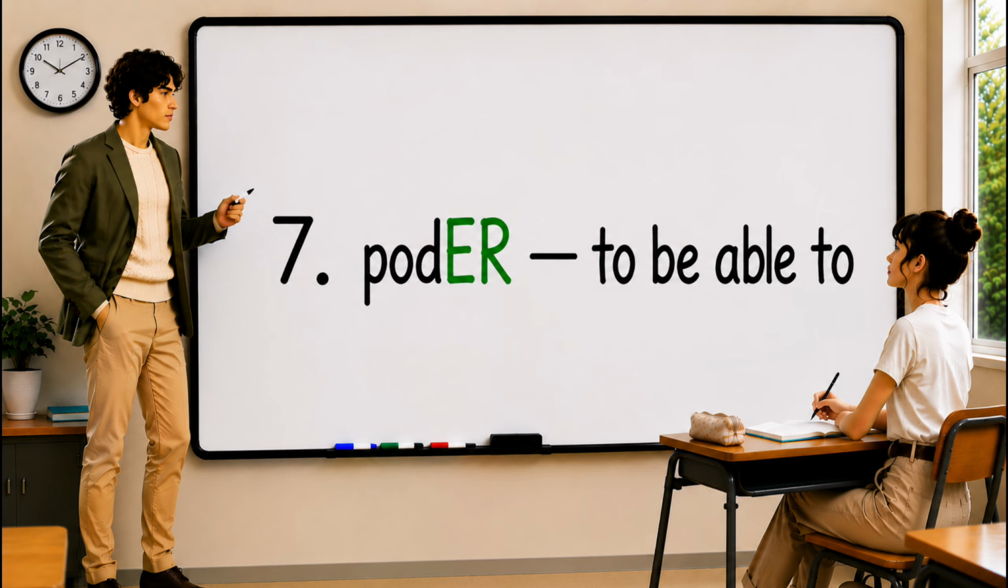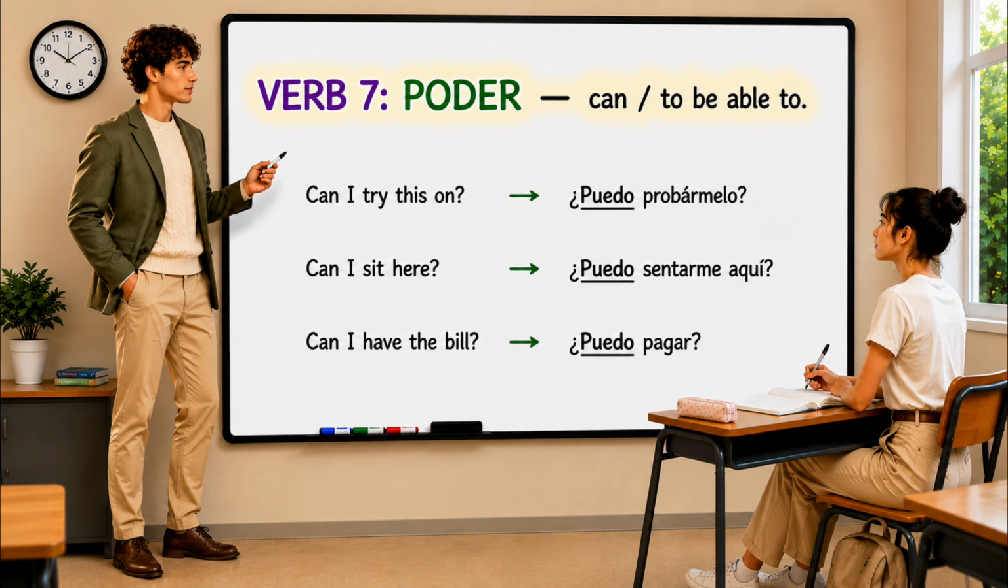Verb 7. Poder. Can. To be able to. Poder is your permission and ability verb. Can I? Are you able to? In Spain, poder plus infinitive is how you ask for things politely without needing the complex conditional tense. Puedo is one of the most useful phrases you'll ever learn.